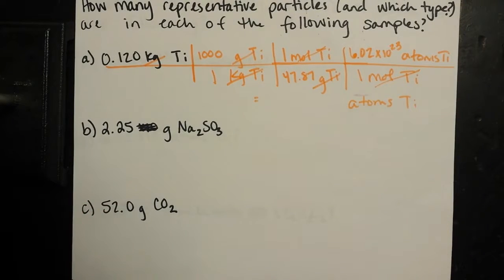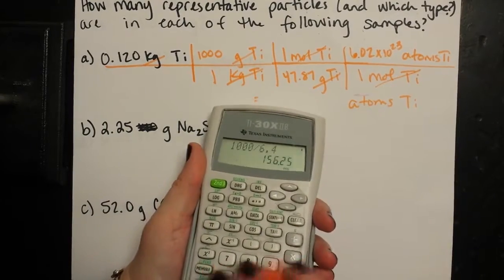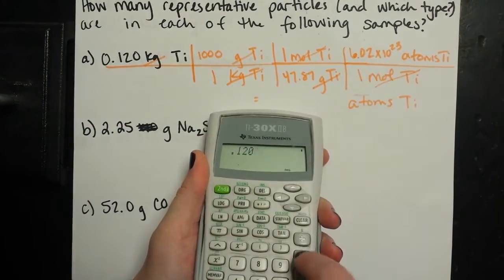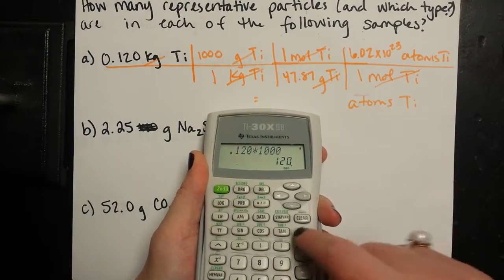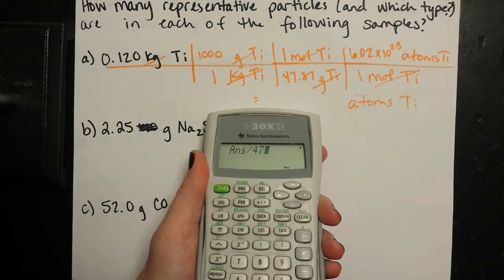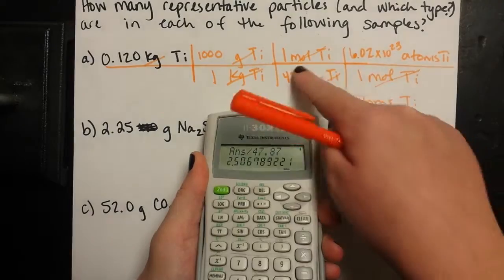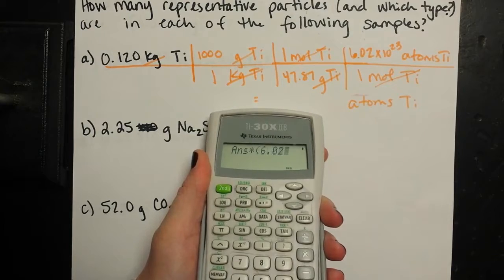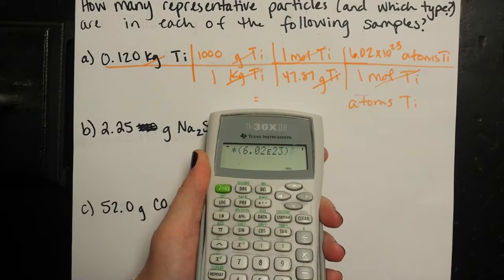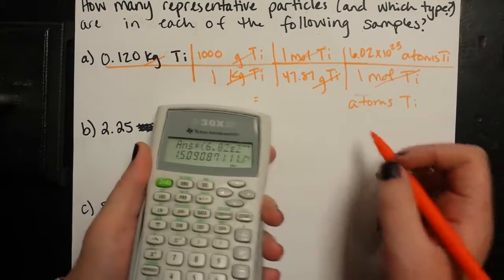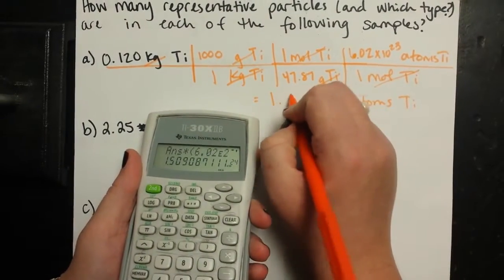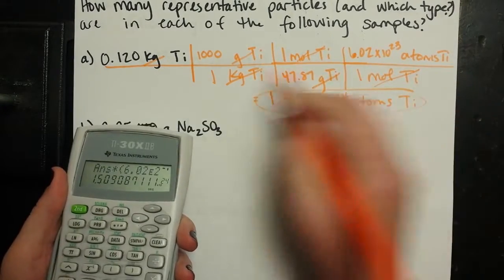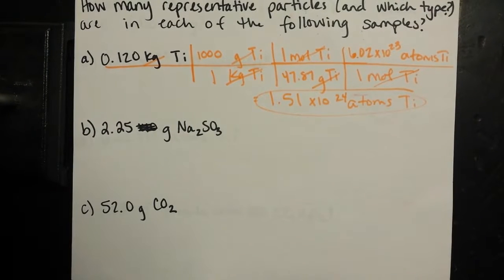To plug this into my calculator, I'm going to take it step by step. I start with 0.120 and multiply by 1,000. Get that answer and divide it by 47.87. Get that answer and now multiply it by Avogadro's number, using parentheses for Avogadro's number. Get that answer, and this will be my final solution: 1.51 times 10 to the 24th atoms of titanium in this many kilograms of the sample.